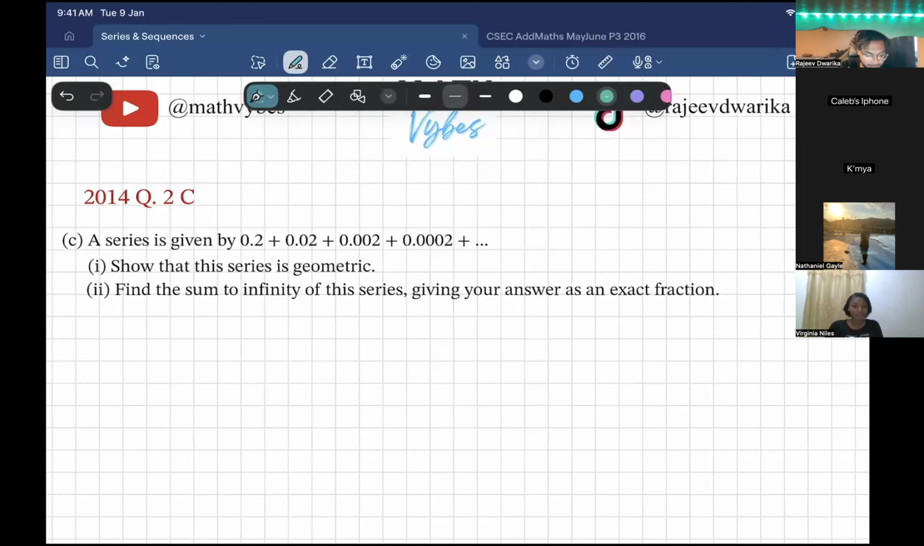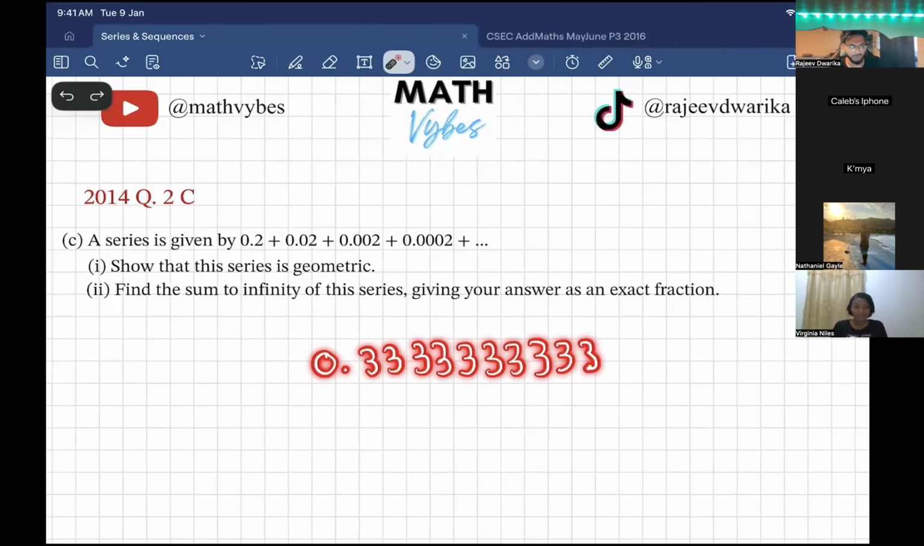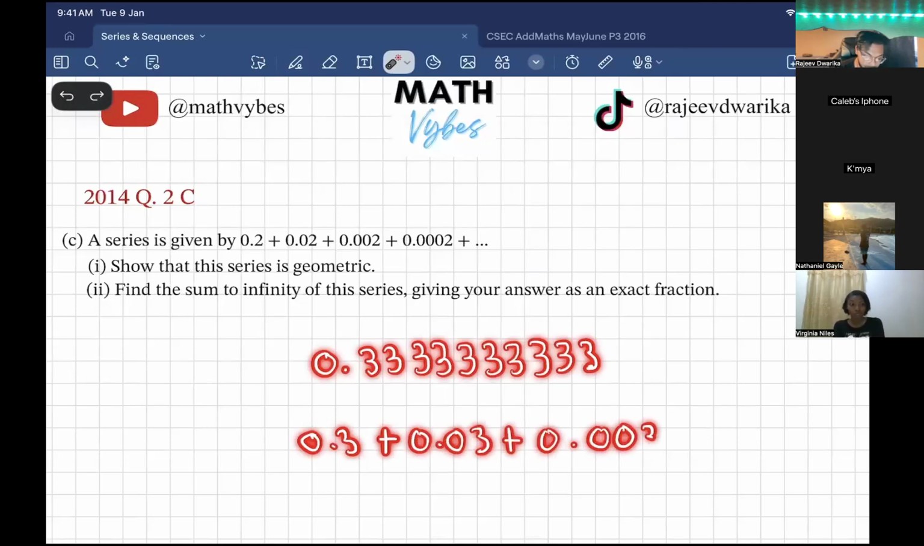Right, so Virginia, I'm gonna blow your mind. I have a question for everybody in class. What do you think 0.3 is as a fraction? 1/3. Everybody agree with that, right? I could write this as 0.3 plus 0.03 plus 0.003 plus 0.0003. I think you'll get the idea. That's a convergent series or a divergent series?